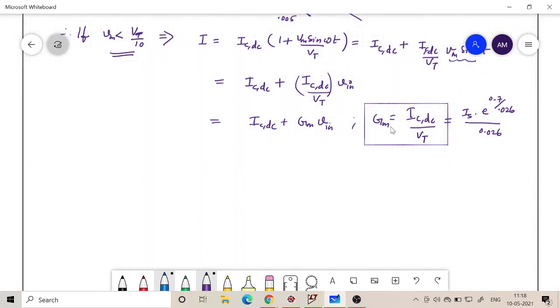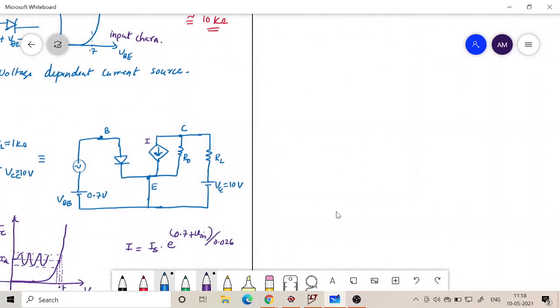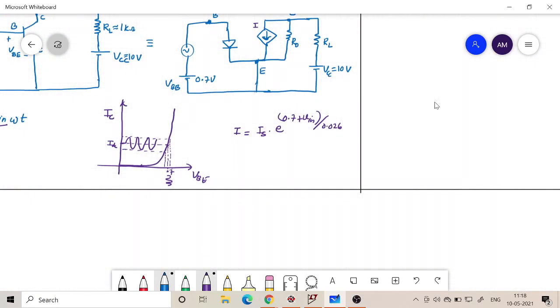This Gm is going to give us the slope of the transfer characteristics. So if you take the transfer characteristics, we are here. This is our operating point, which is usually called the Q point. And if you draw a tangent passing through that point to this curve, then this slope is what is given.